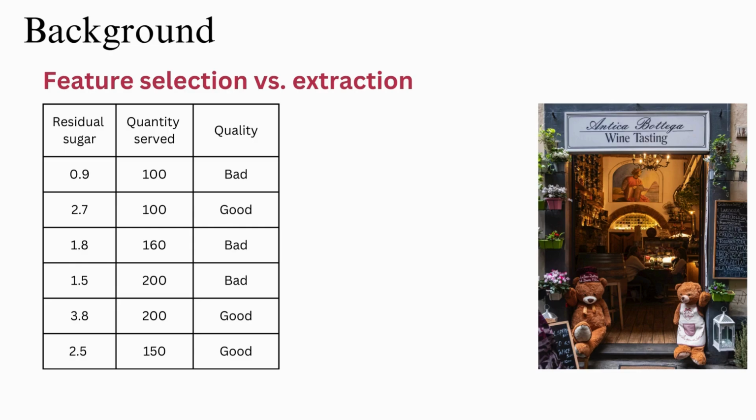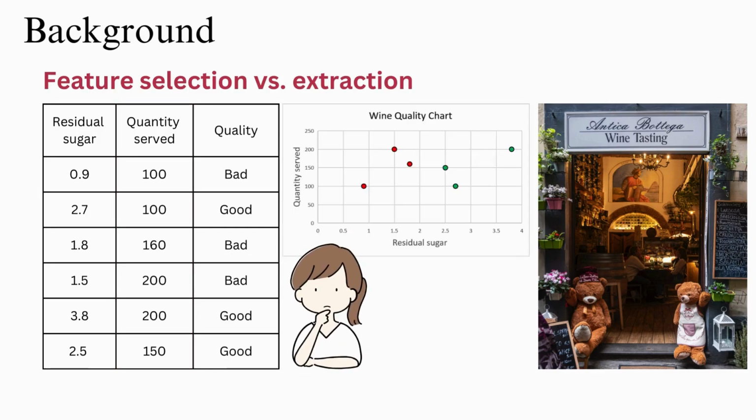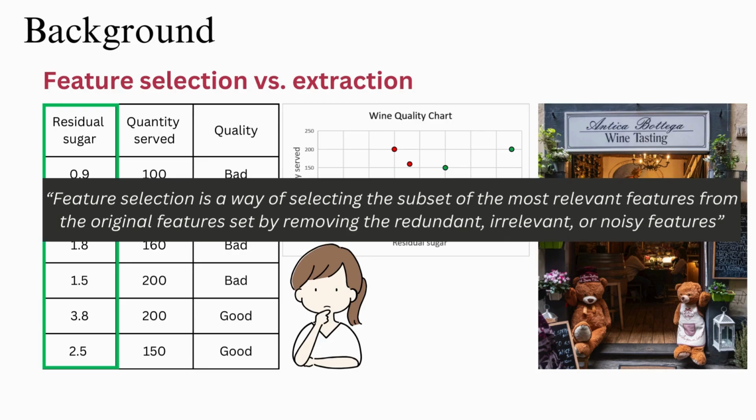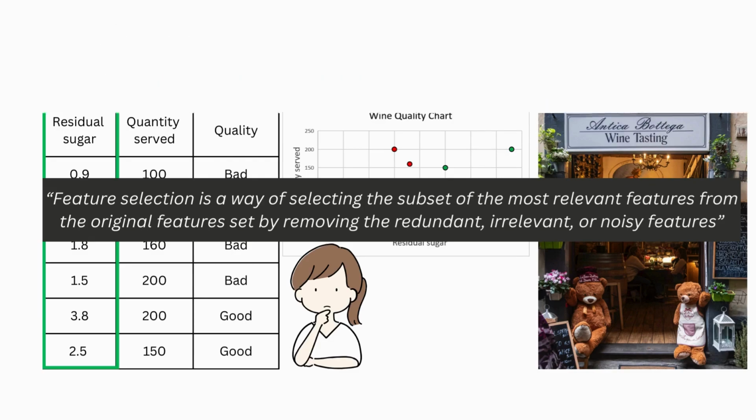You notice that the quality of the wine was mapped to two features, one being the amount of the residual sugar in it, and second being the quantity of the wine served to the customer. Now, being a nice data analyst, immediately you observed that the wine quality could not depend much on the quantity of the wine served, and hence is a redundant feature for the survey. In a crude way, you did a feature selection here based on the feature importances. So to define, feature selection is a way of selecting the subset of the most relevant features from the original feature set by removing the redundant, irrelevant, or noisy features.